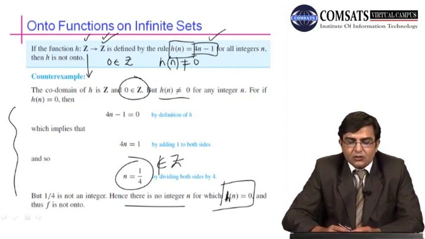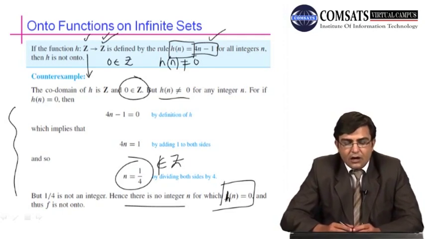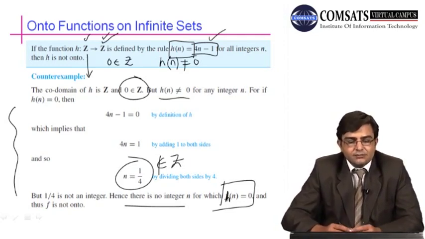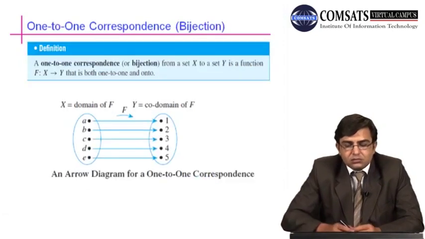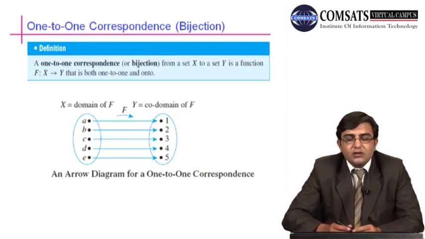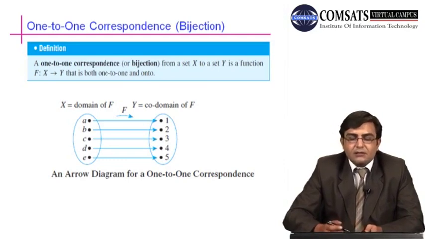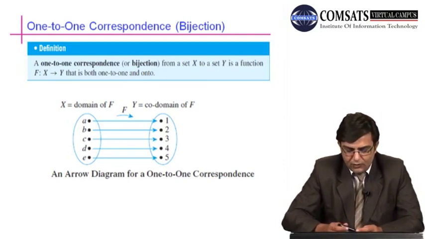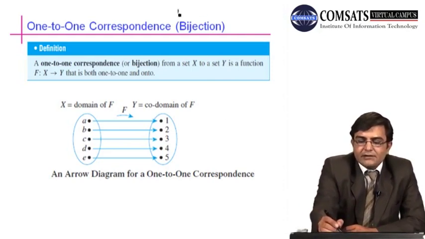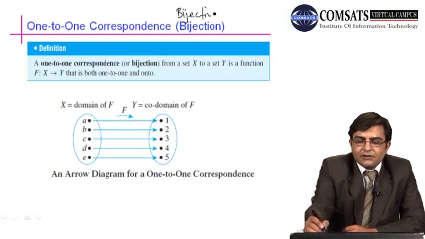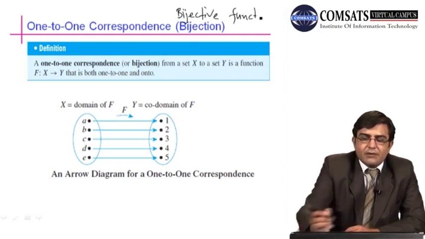So I hope you understand what one-to-one and onto functions are, and how we can prove whether any given function is a one-to-one function or an onto function. Now we are going to the next topic, which is one-to-one correspondence, or a bijection, or bijective function. So what kind of functions are bijective functions?